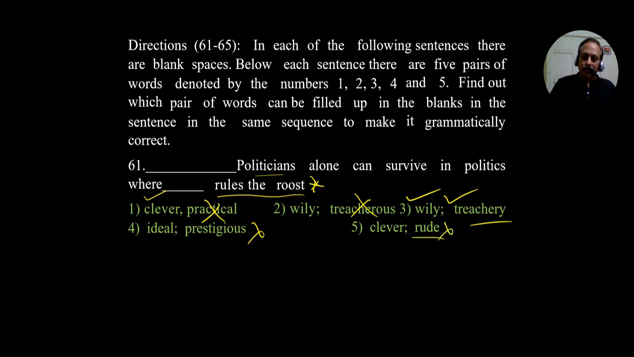Rude is not correct. What is the answer based on that? The word should be contextually correct, grammatically correct. They should go with the context. They should be the lexical terms. Wily politicians, a typical combination. Smart politicians, shrewd politicians, cunning politicians, canny politicians, typical expressions. And treachery. Treachery means backstabbing. We also use the word betray. Treachery means betray, backstabbing.